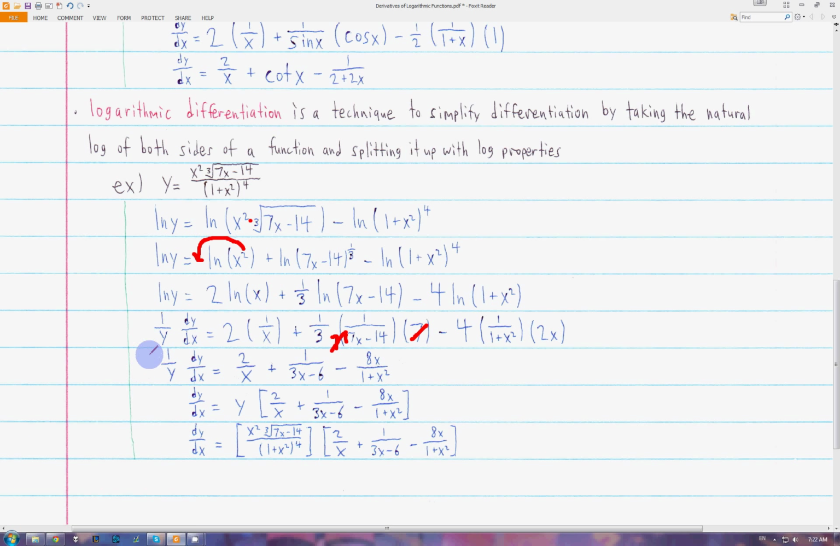And so we can then move this y to the right side. And then from the original function, y is just equal to this expression here. So we plug this in for y, and that's our final answer.